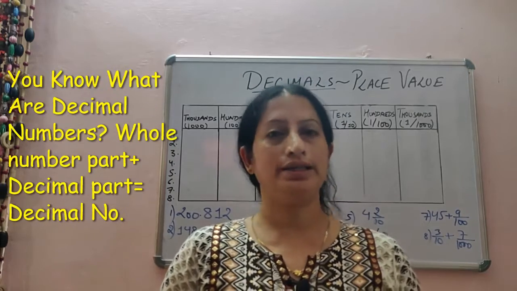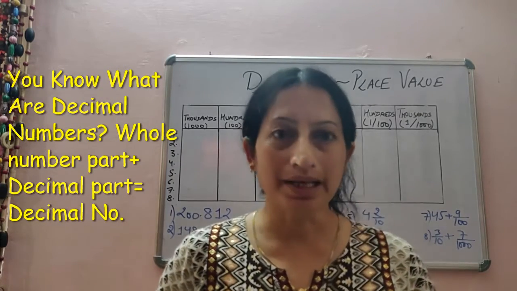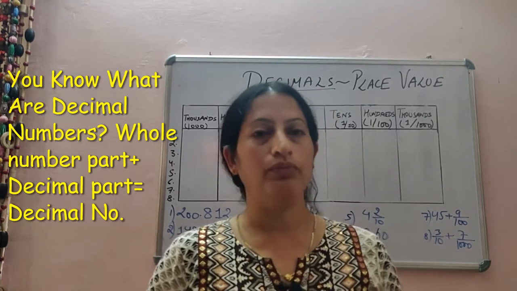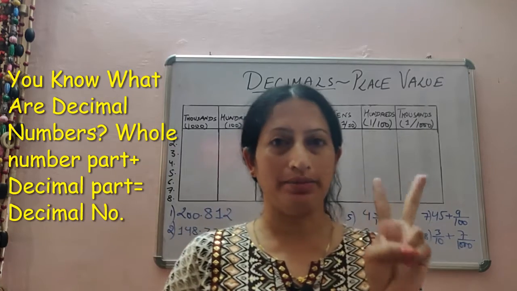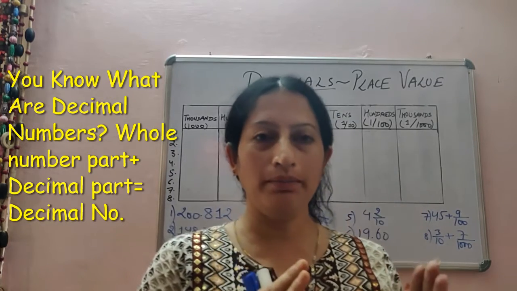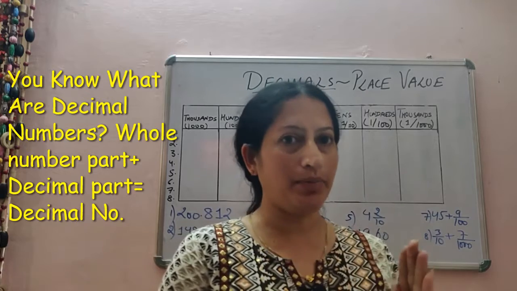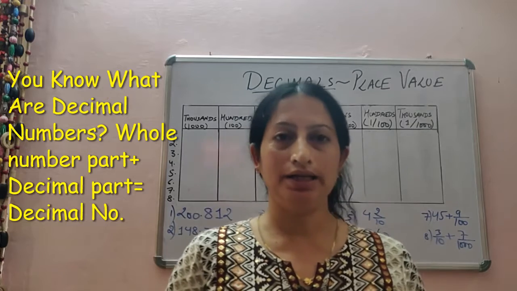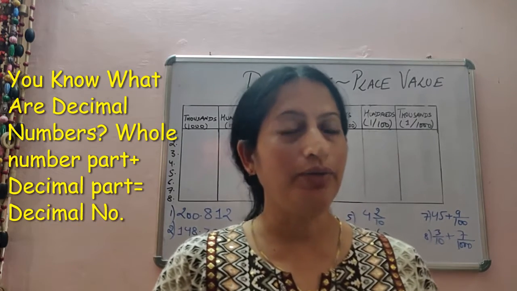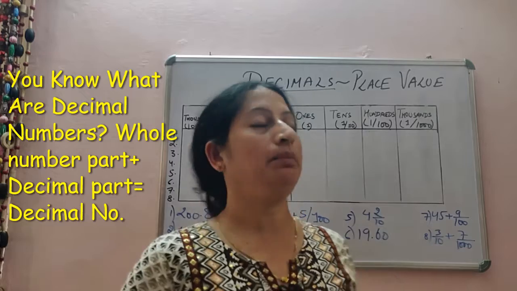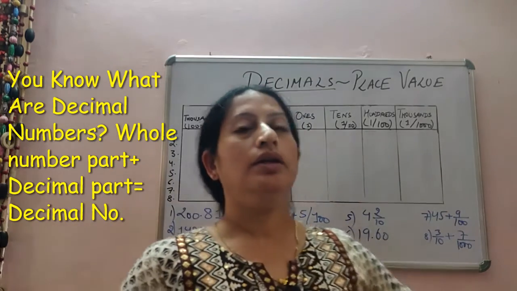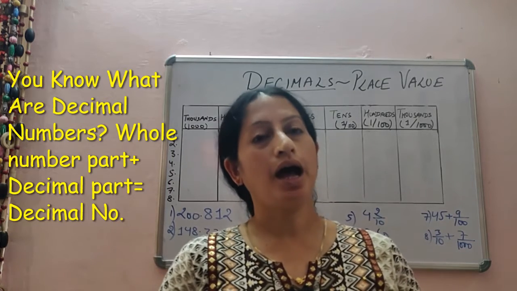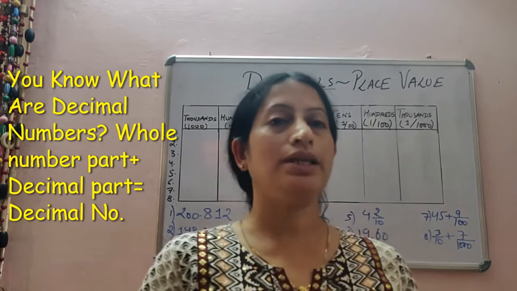All of you know what decimal numbers are. Decimals are those numbers which have a decimal point, and there are two different parts of a decimal number: the whole number, which is just before the decimal point, and the decimal part, which is just after the decimal point. So today we are going to find, by the place value table, the place value of various decimal numbers and how we can address these numbers.